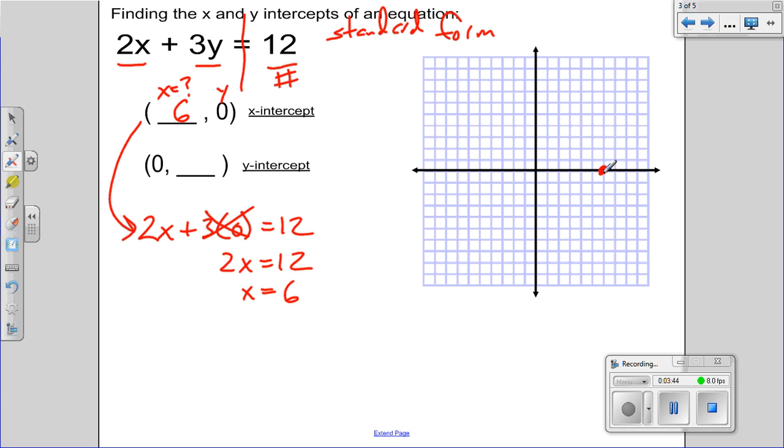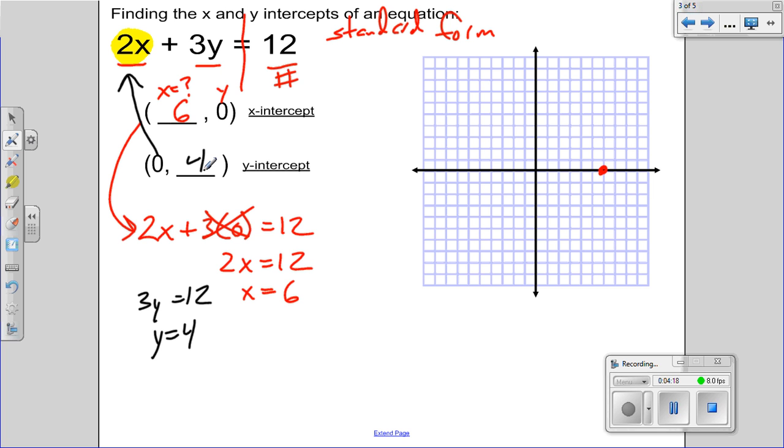Now, another way to look at it is the cover-up method. We literally cover up the y value. You just imagine it's not there, and you look at 2x equals 12, and you jump to x equals 6. Using the same idea, let's get the y-intercept. I'm going to cover up the x's, pretend they're not there, and put 0 in for x. Then 3y is equal to 12, so what does y equal? Simply 12 divided by 3, which is 4.